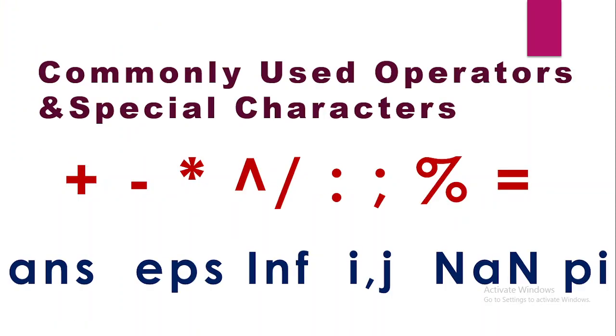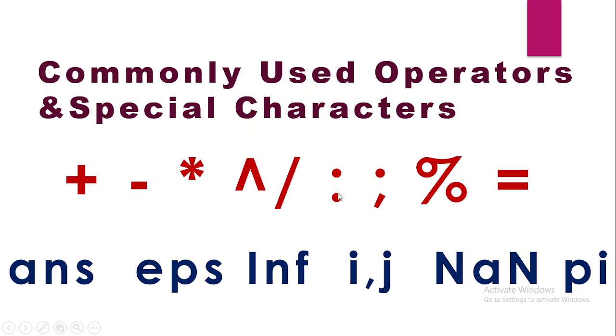Now we have some commonly used operators and special characters in Matlab. This is the plus symbol. We use it to add. This is the addition operator. We have the minus symbol. It is the minus operator, or you call it the subtraction operator. Then we have the asterisk. We use this for multiplication. This is the exponential symbol. We use it to raise to power. This is the division symbol or operator.